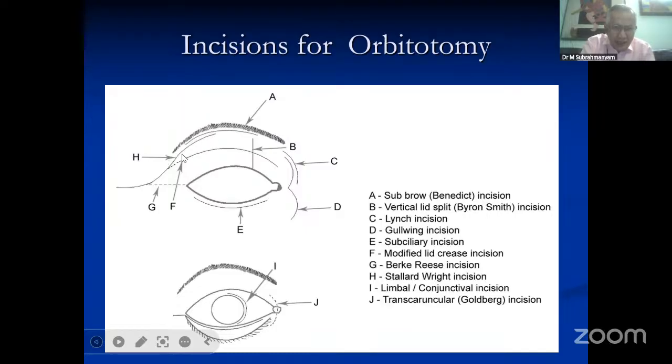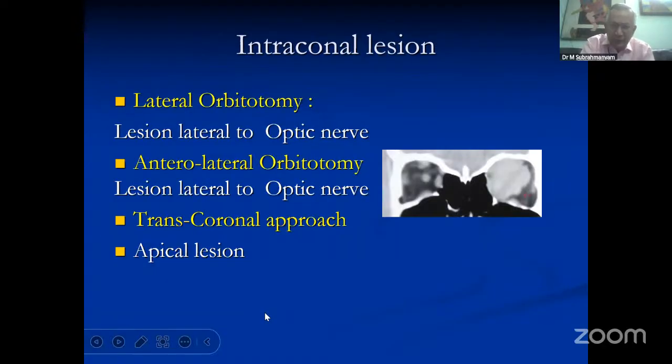This is the typical Stallard-Wright incision. Then you can have a limbal incision, which I prefer to do under big anterolateral orbitotomies, and then a subcaruncular incision. Here we split the lateral canthus and invert the lid and go through the conjunctiva. That is called the swinging lower lid incision. This is the transcaruncular incision by Goldberg.